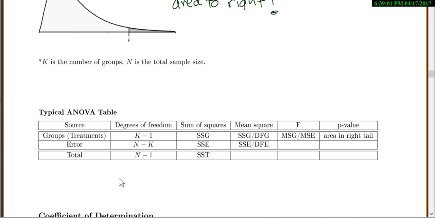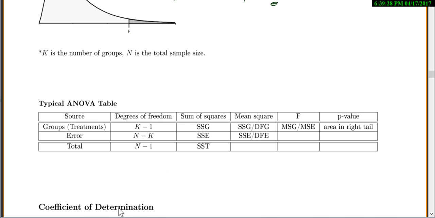This is a typical ANOVA table, so you can kind of see what's on here. We have degrees of freedom, sum of squares, mean square, our F test statistic, and a p-value. And you have what's either going to be called groups or treatments, depending on which software you use, and an error, and then the total. You can see on here how they're all related, so like the F test statistic is mean squared group over mean squared error, but you don't need to memorize any of this. You don't have to calculate any of it by hand.